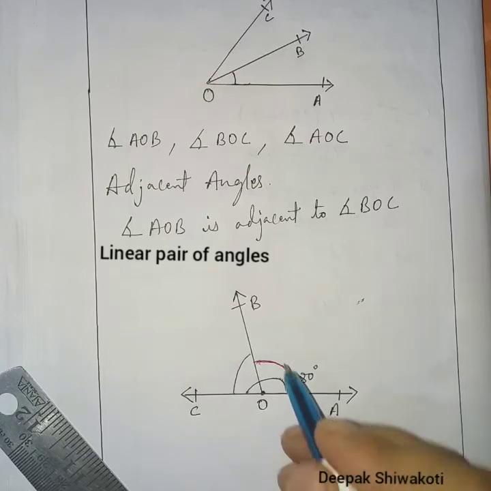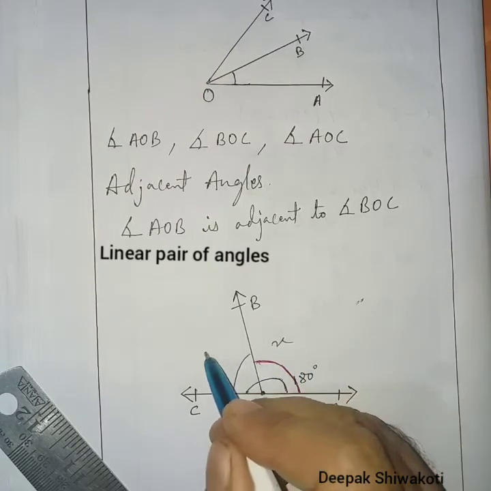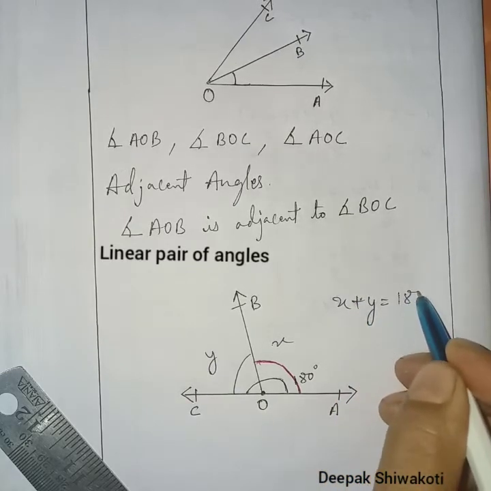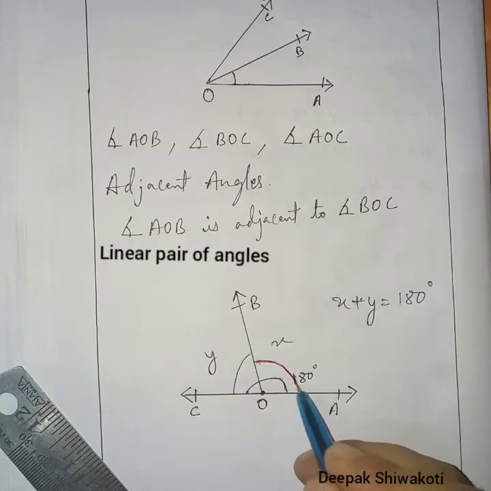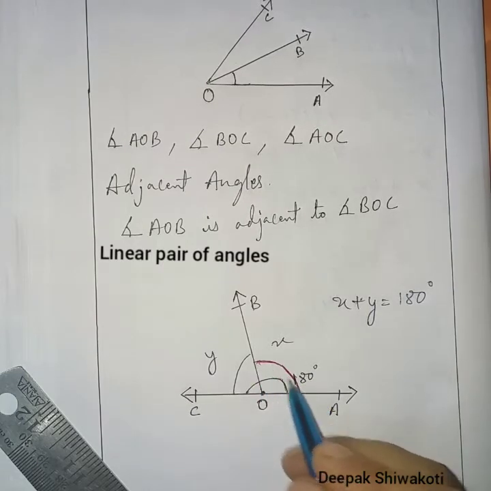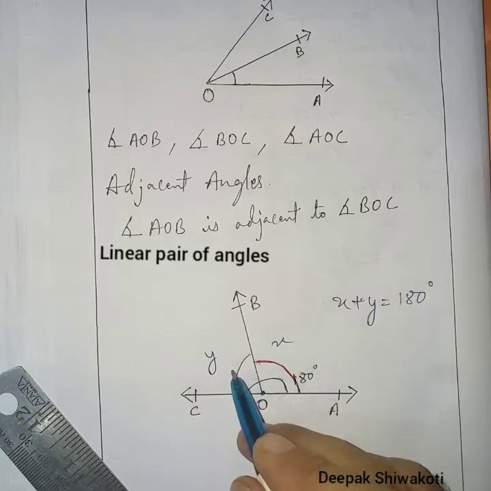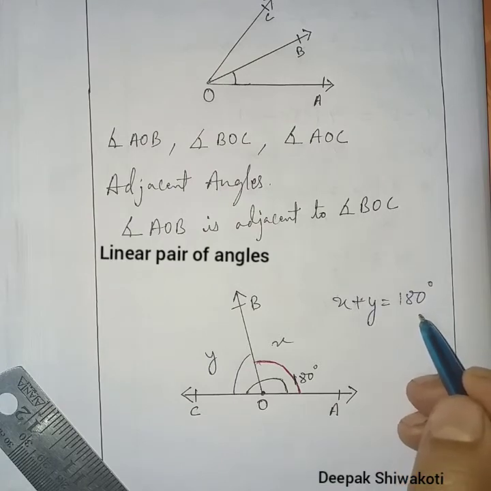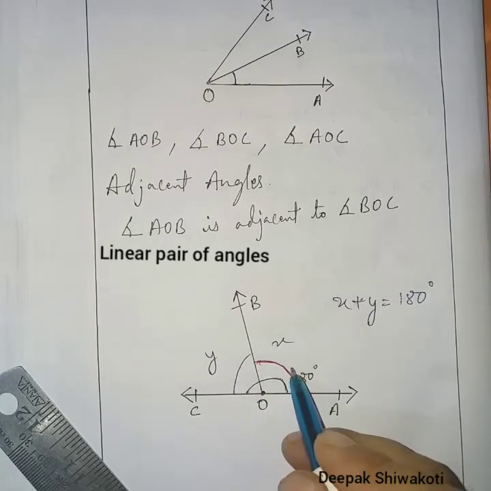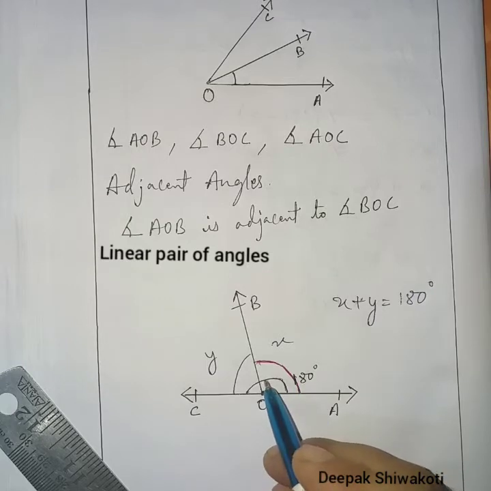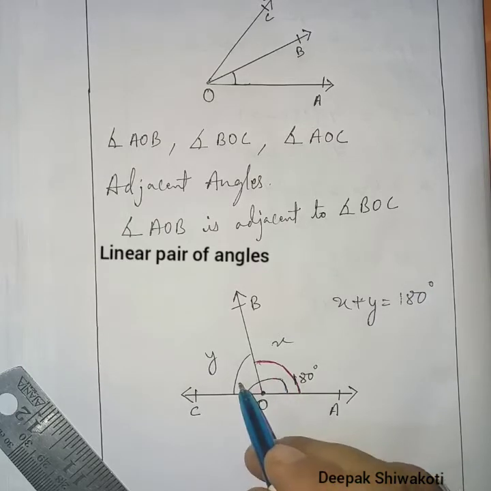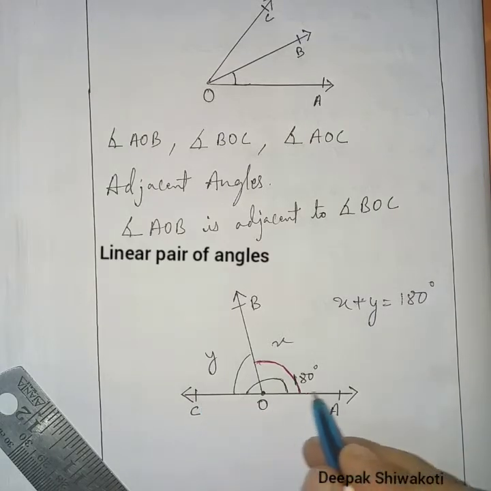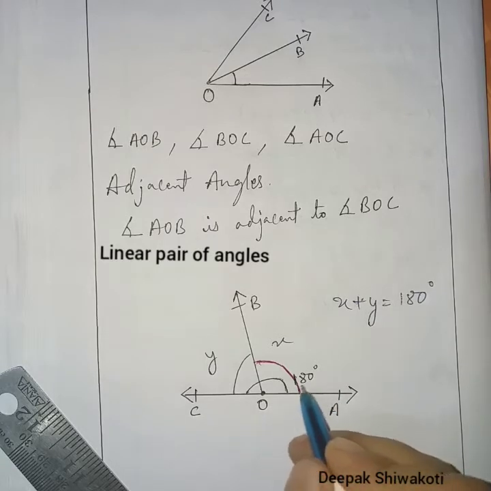This angle, suppose X, and this angle, suppose Y, then X plus Y will give us how much? 180 degrees, this total, isn't it? So when we add the magnitudes of two angles, and if we get 180 degrees, then those two angles are called a linear pair of angles. Linear means a line. The total angle on a line is 180 degrees.